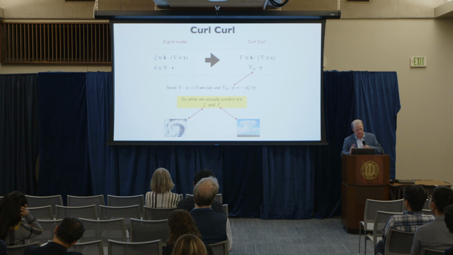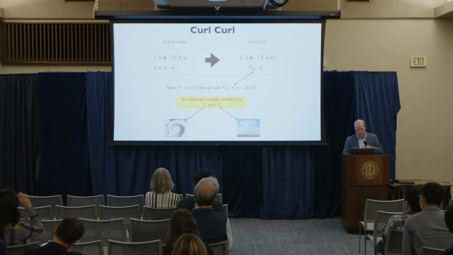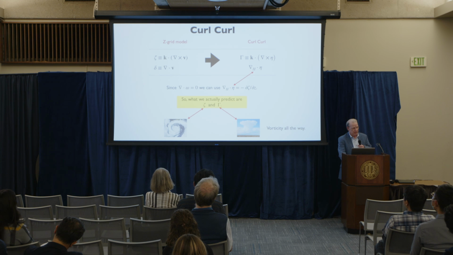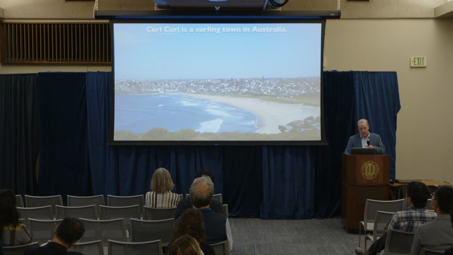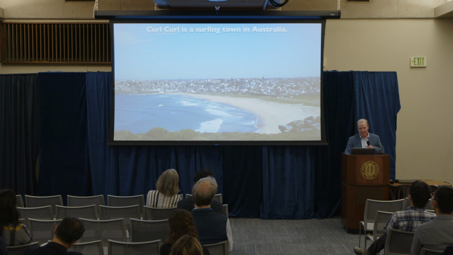I'm going to say a little bit more about how that works in a second. But first, let me comment, it's vorticity all the way. Okay. And Curl is a surfing town north of Sydney in Australia.